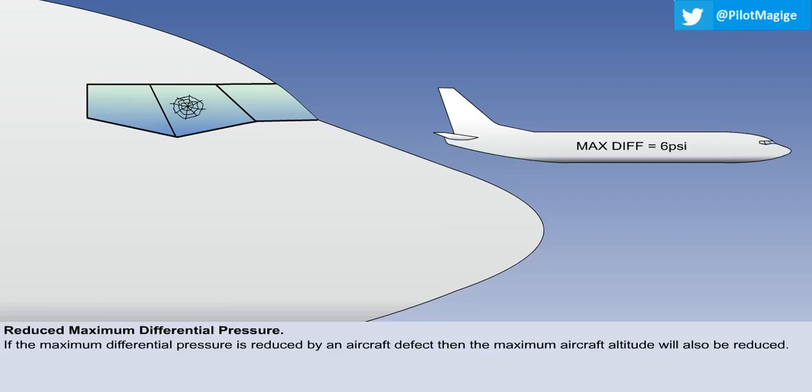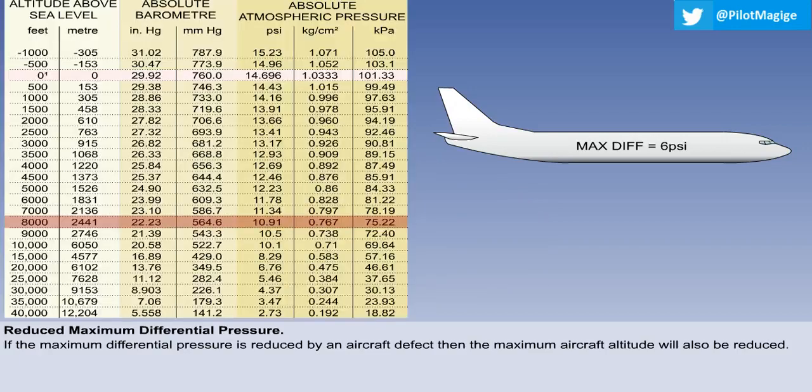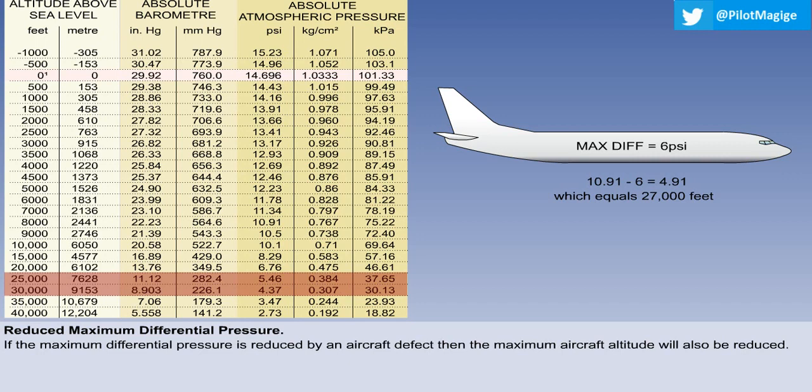For instance, if the maximum differential pressure is reduced to 6 psi, then the minimum outside pressure will now be the pressure at 8,000 feet, which is 10.91 psi minus 6, which equals 4.91 psi. From the table, the altitude equal to 4.91 psi is approximately 27,000 feet. This is the maximum altitude limit with a differential pressure of 6 psi.